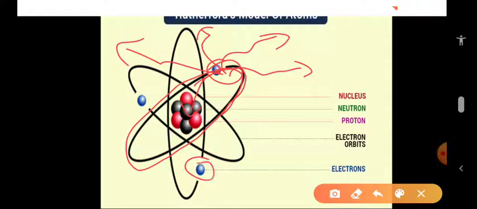So this electron will also undergo acceleration. This electron also will go under acceleration, and it will radiate energy. After radiating energy, it will fall down into the nucleus. So ultimately what will happen? The atom will become unstable.